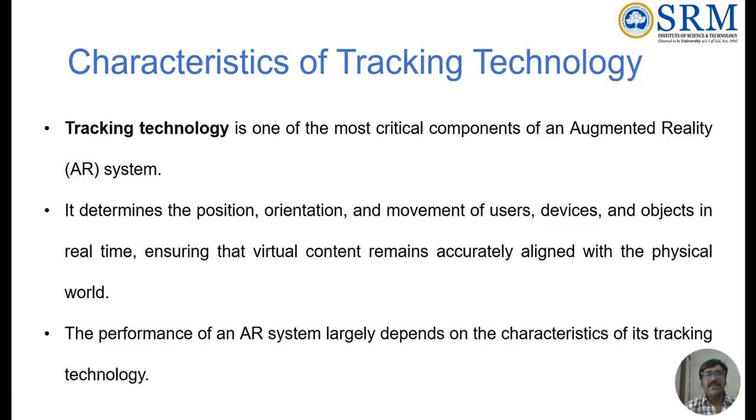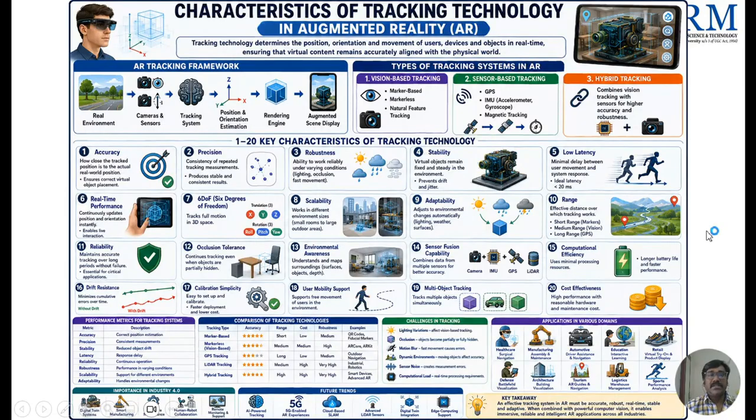Tracking technology is one of the most critical components of an augmented reality system because it determines the position, orientation, and movement of the users, devices, and objects in real time, ensuring that the virtual content remains accurately aligned with the physical world. The performance of an AR system largely depends on the characteristics of the tracking technology, which we can combine with the real-world environment of the human brain.